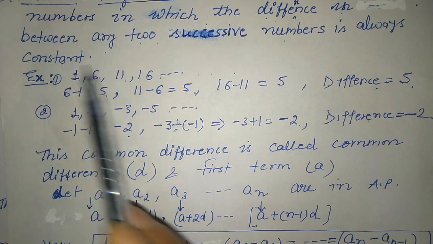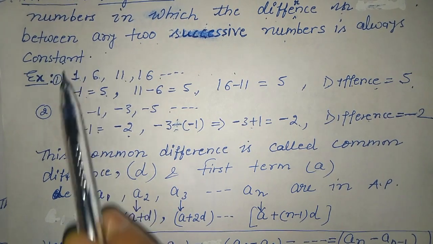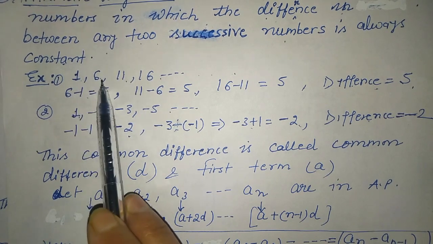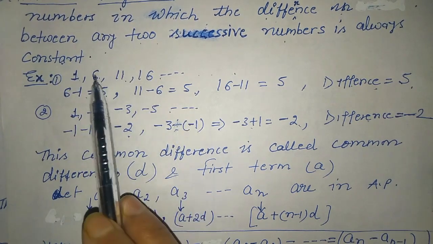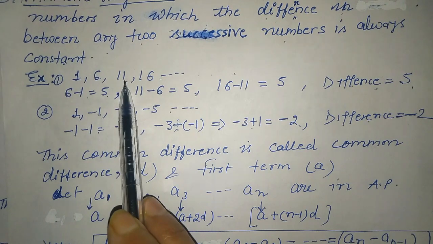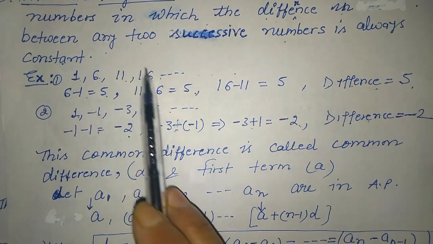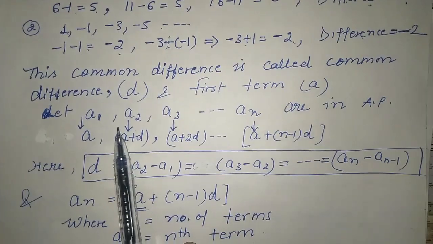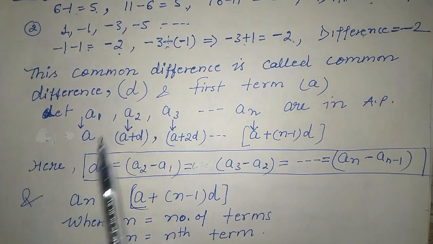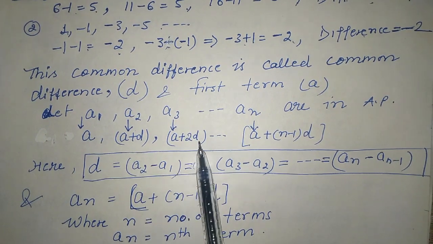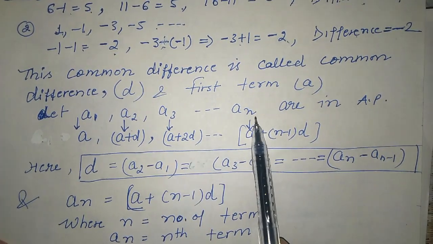by adding the common difference. This is the first term. The first term is what? 1. If we add the common difference 5, then we will get 6. If we add the common difference to the second number, we will get the third number. If we add the common difference to the third number, we will get the fourth number. So here we can see A1 is A, A2 is A plus D, A3 is A plus 2D, and so on till AN.